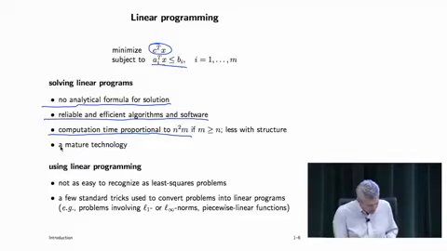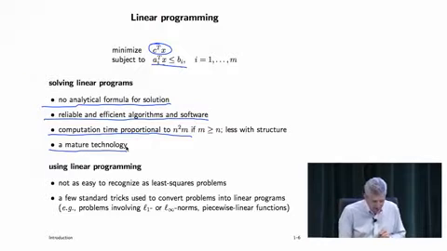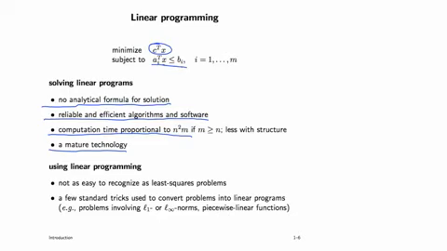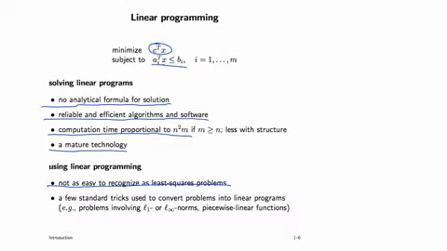Okay, so this is also, I would say, a mature technology, linear programming. I mean, it works. It's like least squares. What's interesting about linear programming is that there are many problems that don't look like linear programming, but that can be transformed to linear programs. And we'll see a lot of that in the course as well, right?